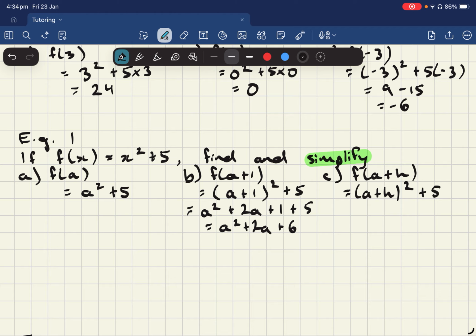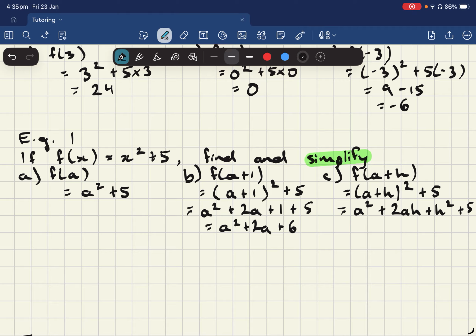Okay, now I want to expand this and simplify if I can. So I'm going to expand this. This is a perfect square. When I have a perfect square that I want to expand, the first term gets squared. When the sign is positive, we add 2 times the product of these two terms, so 2ah, and then plus h squared, that last term squared, then plus 5. There are no like terms here, so I can't actually simplify this any further.